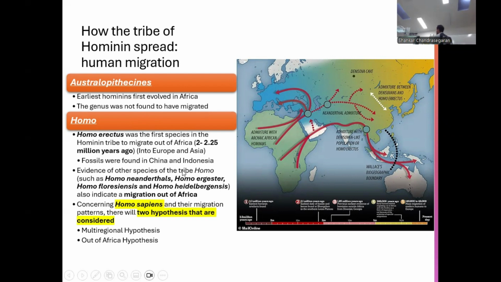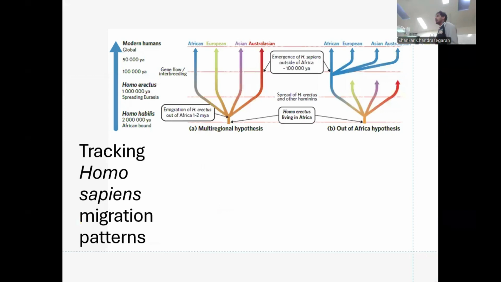So concerning Homo sapiens and our migration patterns, there are basically two hypotheses that are being considered. One is a multi-regional hypothesis, and the other is an out of Africa hypothesis. Both of these differ in their details, and they are both considered due to the fact that fossil records and other evidence can be uncertain at times.